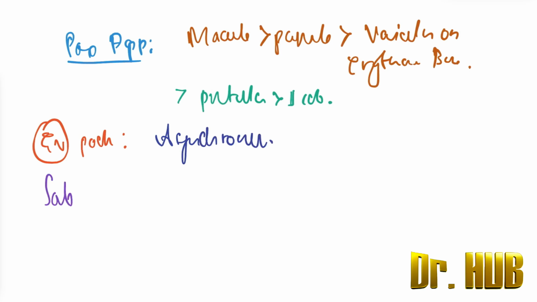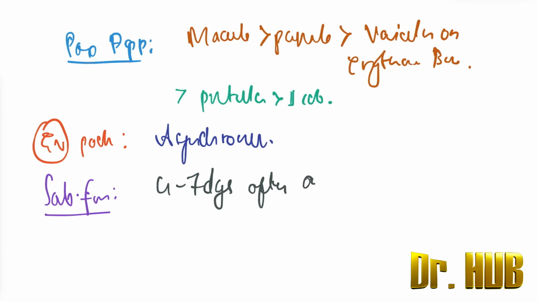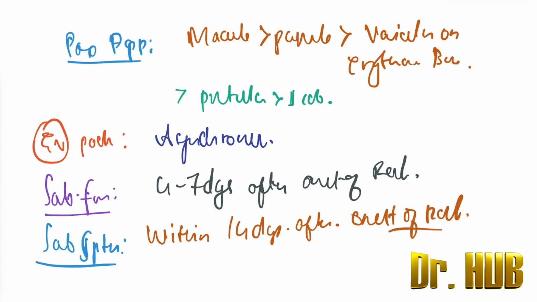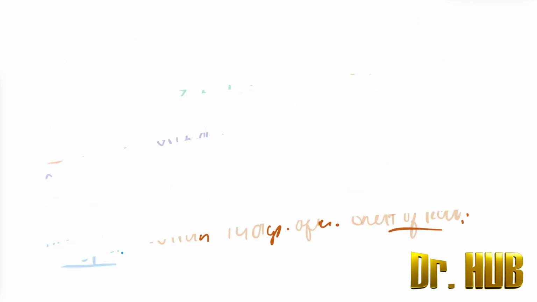And how is the scab formation? Scab formation will be 4 to 7 days after the onset of the rash. And how is the scab separation? Scab separation is within 14 days after the onset of rash. So the formation was 4 to 7 days after the rash, and the separation was 14 days after the onset of rash.